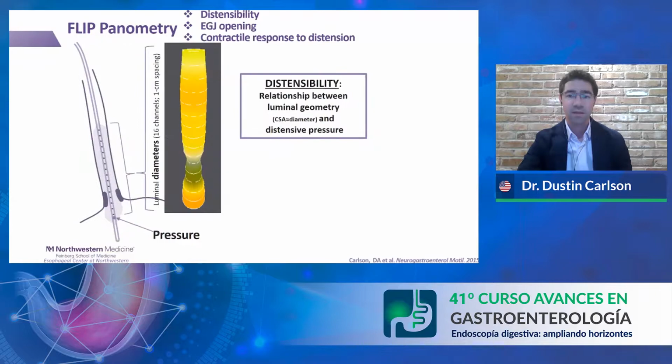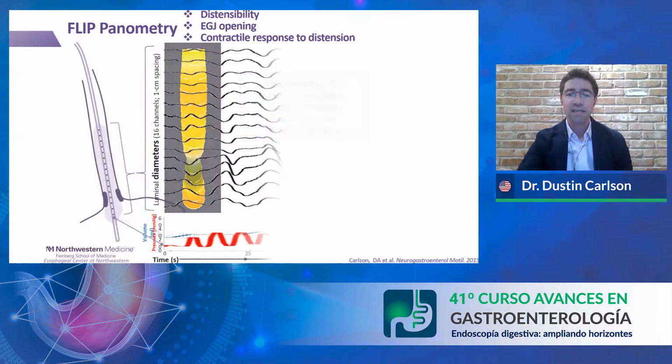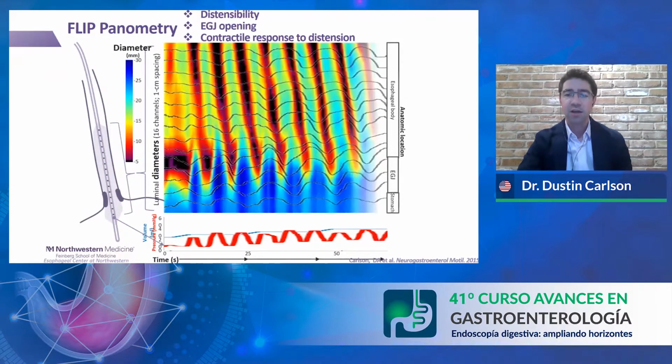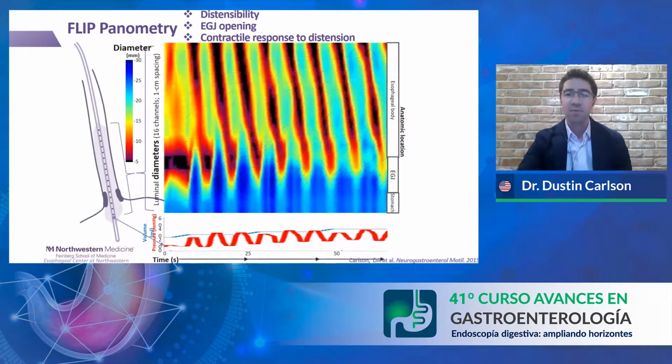Distensibility. And in addition to distensibility, we developed a technique to appreciate the dynamic changes that occur related to the esophageal response to distension. So the 16 diameters along the length of the FLIP, as well as the intrabag pressure, can be plotted over time and then interpolated to color-coded diameter topography in a similar manner to how esophageal pressure topography is derived from high-resolution manometry.